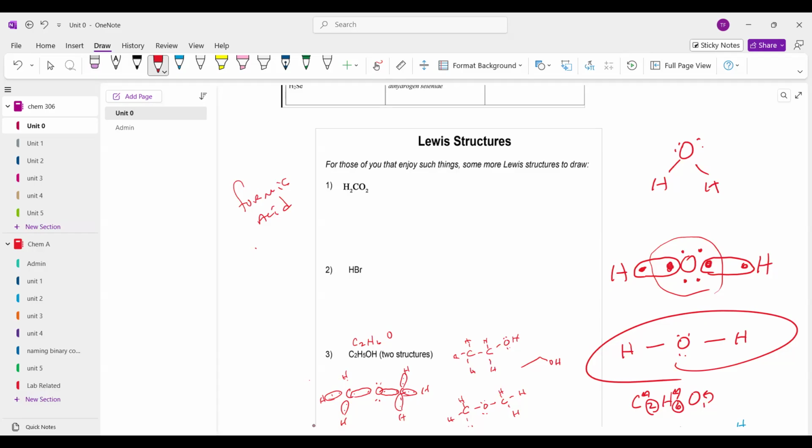Okay, so let's look at what it looks like. Okay, we've got carbon in the middle. And we have 2 oxygens.